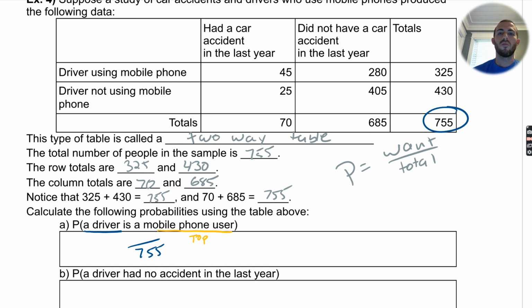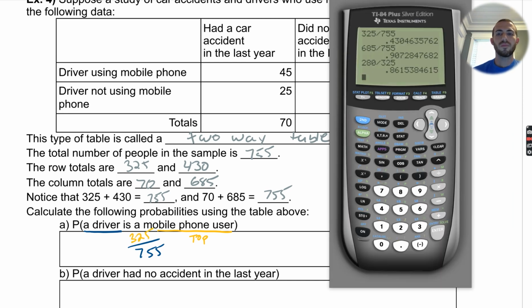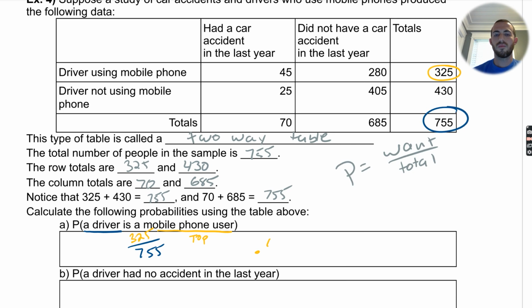So the total number of mobile phone users using their mobile phone. So there were 325 using their mobile phone. Calculate it, we divide them, so we end up with 0.430. So that's the probability of randomly picking a person that was using their phone while driving.